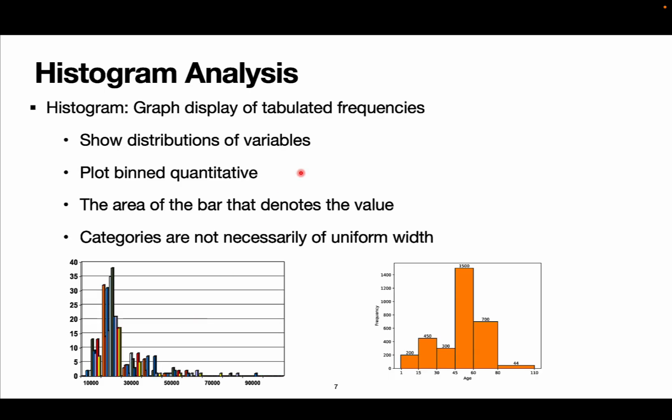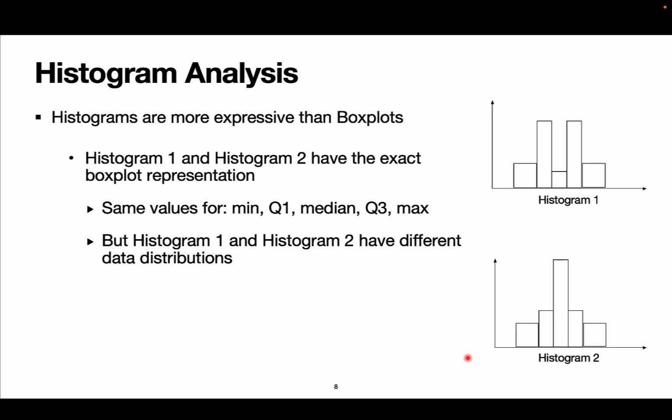Histograms are used to plot data frequencies, and they are great for showing data distributions. The interval in a histogram can be fixed width or variable width, and they can also be more expressive than box plots. So we have histogram 1 and histogram 2. They share the same 5-number summary, but they show different distributions.